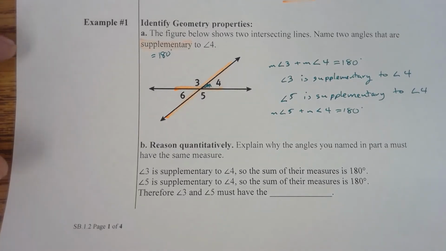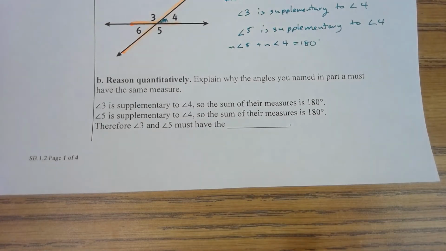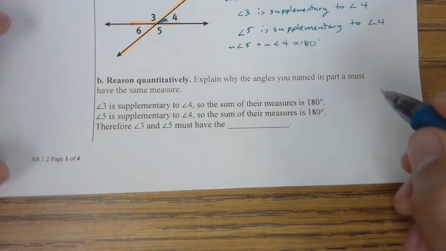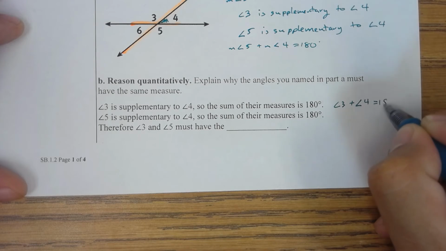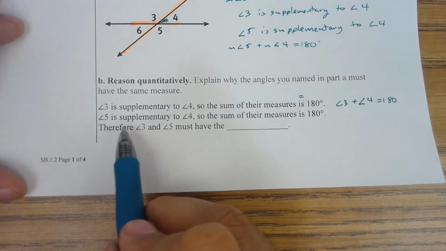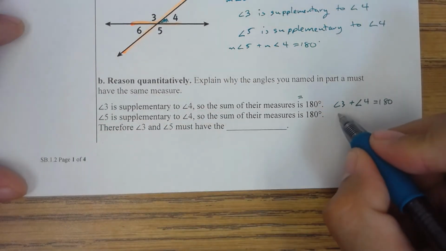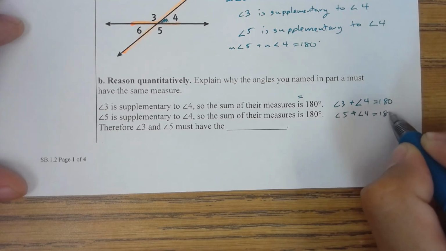Alright, so let's take a look at the last one. Explain why the angles you named in part A must have the same measure. Let's do this algebraically. So we know that angle 3 is supplementary to angle 4, so angle 3 plus angle 4 is equal to 180 degrees. Remember, supplementary means 180 degrees. So we know that angle 5 plus angle 4 also equals 180 degrees.